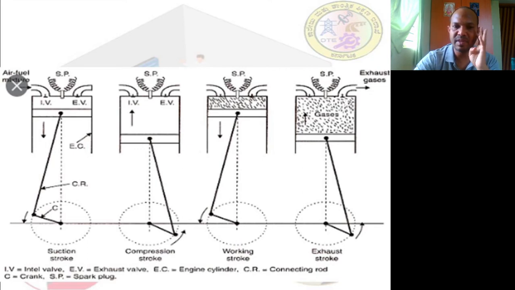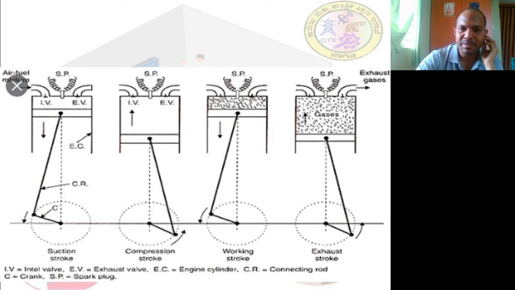It makes it easy. IB stands for inlet valve, EV for exit valve or exhaust valve, EC is nothing but engine cylinder, CR is the connecting rod, C is the crank, and SP is the spark plug. Now please be careful here. The piston is indicated with two parallel lines.